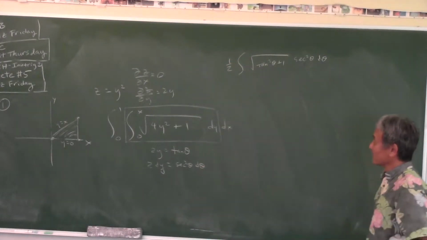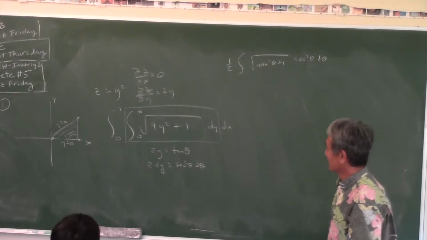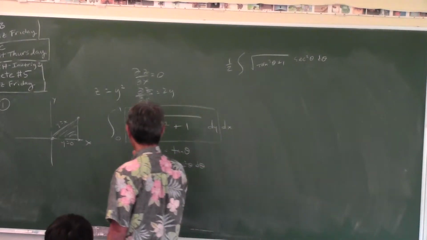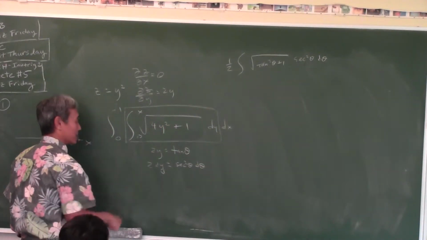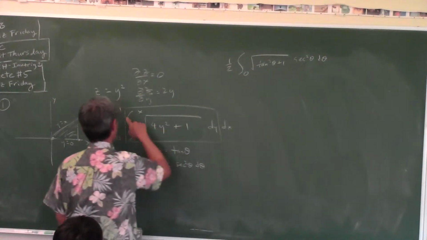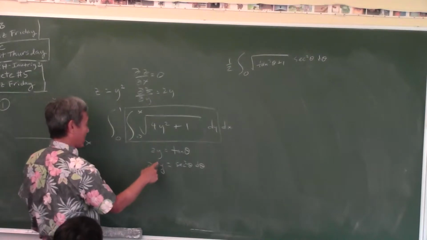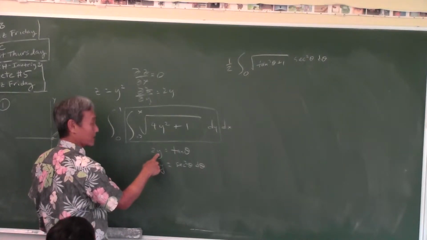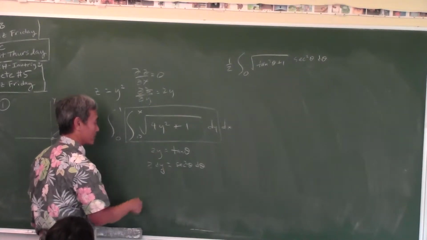And what are my new limits of integration? If I plug in 0 for y here, tangent of what angle is 0? 0, that's easy. And then if I plug in x there, what is tan theta? Tan inverse 2x.